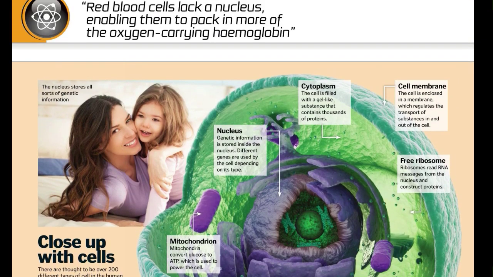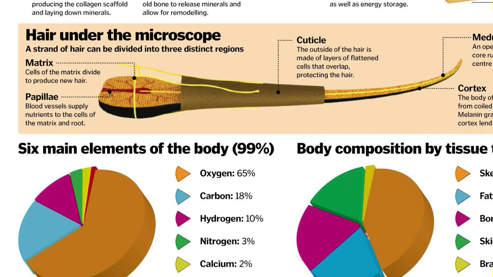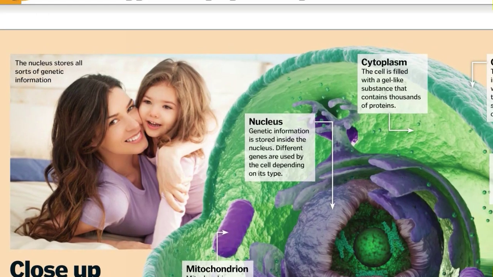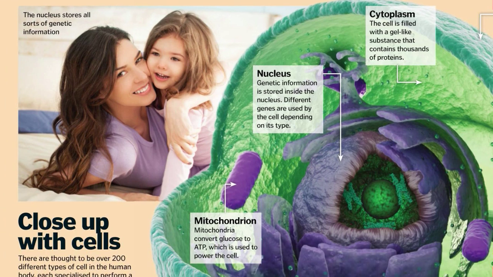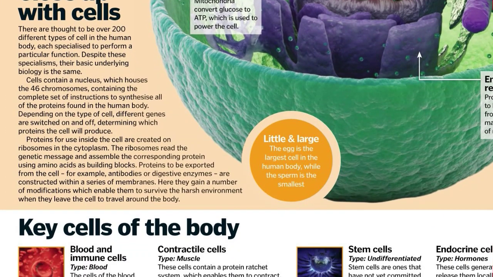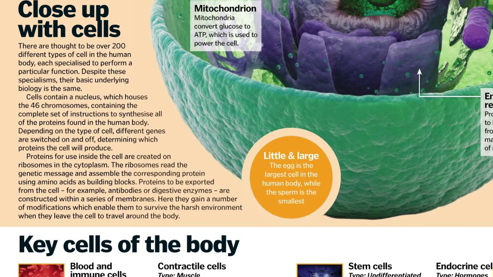The nucleus stores all sorts of genetic information. Close-up with cells. Let's read it. There are thought to be over 200 different types of cells in the human body, each specialized to perform a particular function.